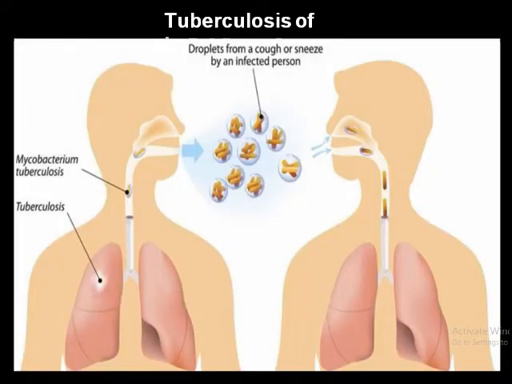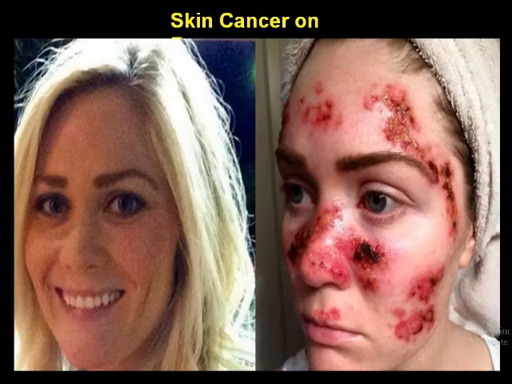Tuberculosis, same. We know TB, tuberculosis is caused by a bacteria, Mycobacterium tuberculosis. Droplets of cough or sneeze from an infected person, if they come in contact with another person, then the other person may get infected with tuberculosis. That bacteria goes to your lungs and infects the lungs, and then you feel shortness of breath.